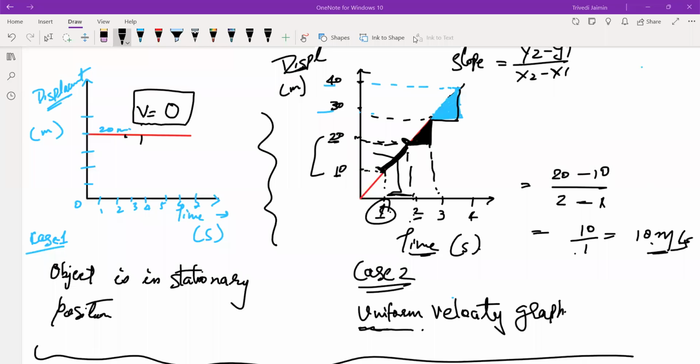So can you hear me? Yeah. Sir, I was saying the area under the displacement time graph shows velocity.